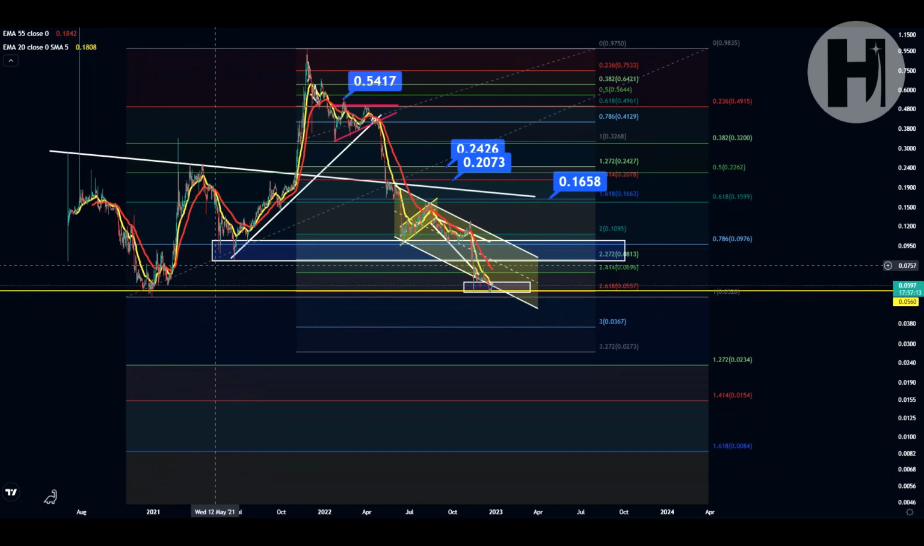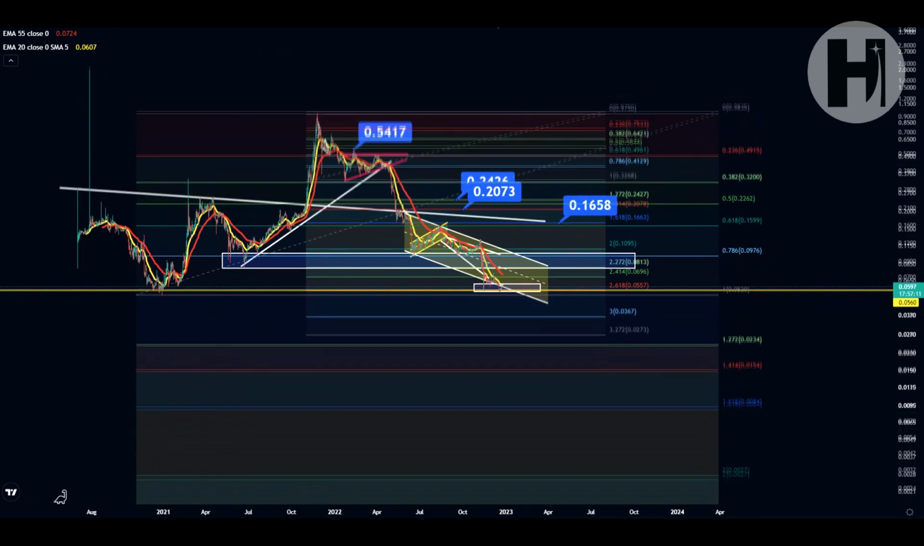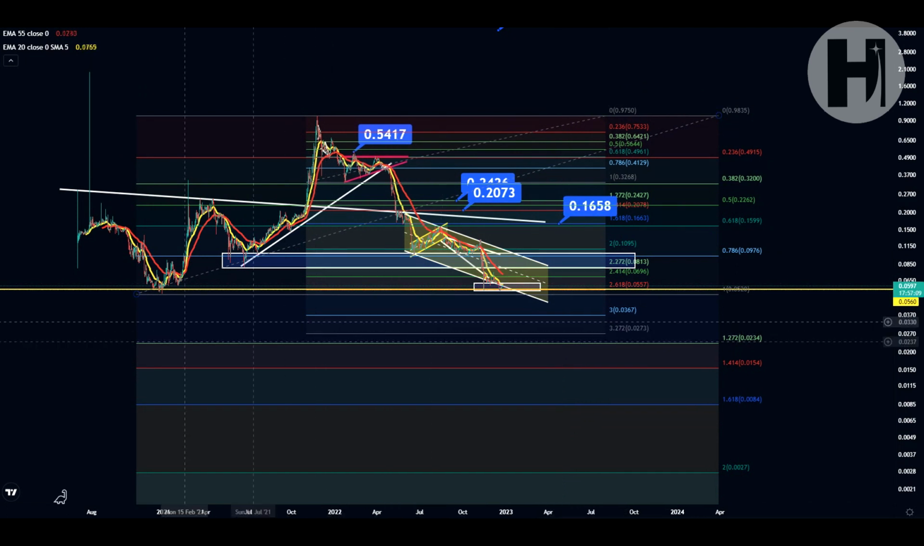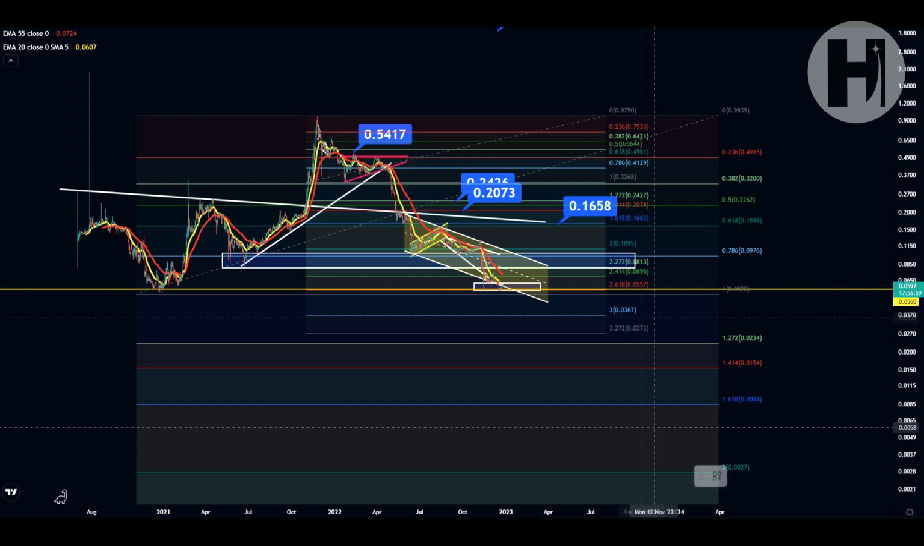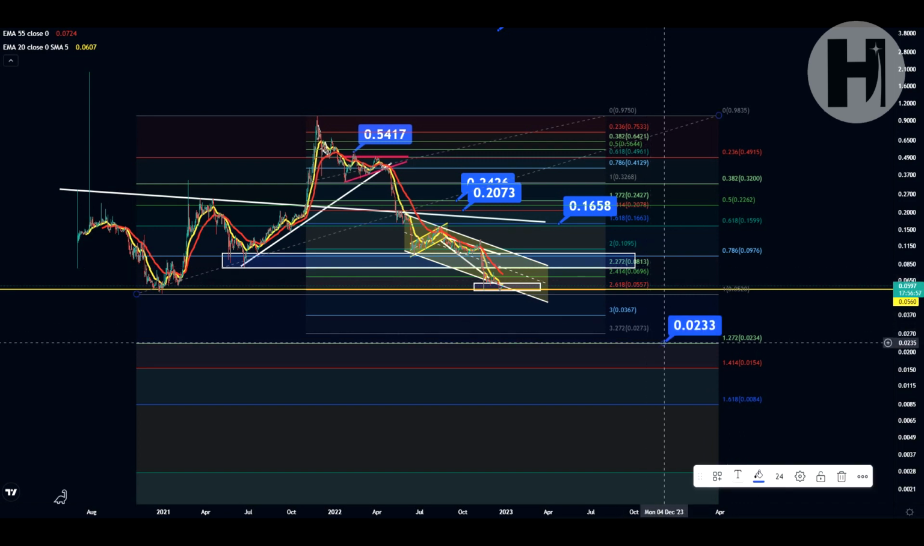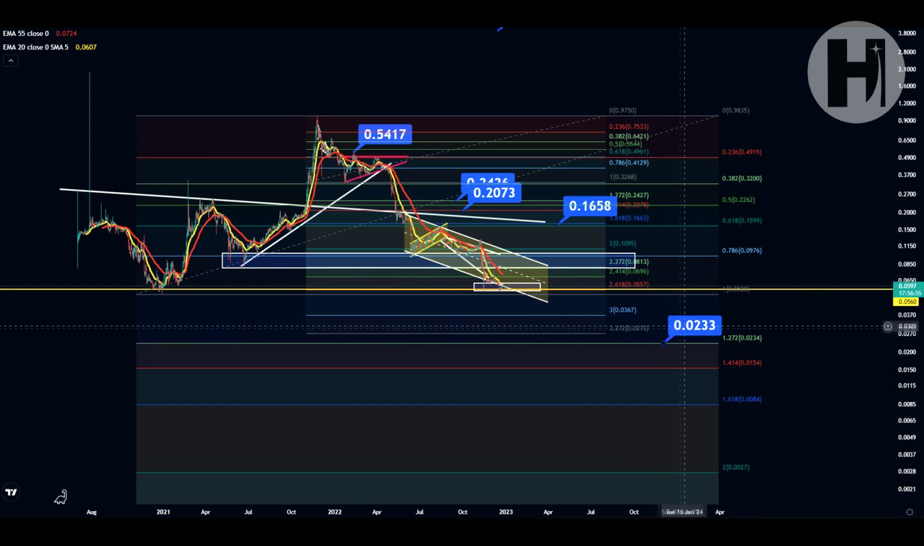And I just drew another Fibonacci retracement, as you can see, but this is a larger one. And if we start losing this low that we printed in December 2020, which we are, to be honest, on the verge of doing that, then your minimal target is going to be at 0.0234 cents. Okay, that's going to be your minimal target.